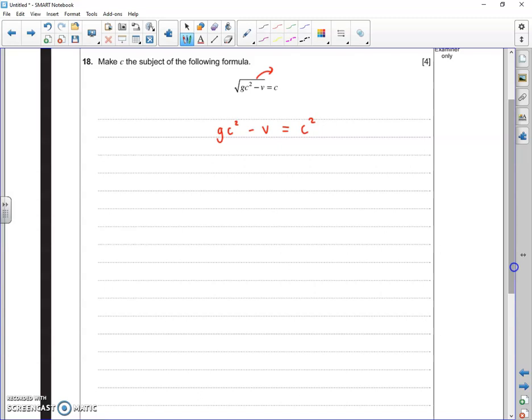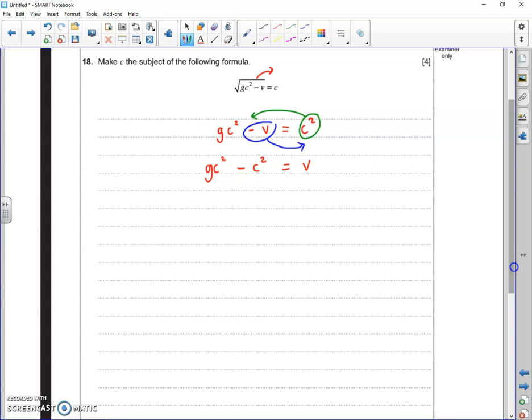Now we need to get everything with C in on one side and everything that doesn't have a C in on the other side. So I'm going to bring that C squared over to the left to be with the GC squared. And I'll take this minus V over to the right because that doesn't have C in it. That's going to give me GC squared minus C squared equals V. Now we've got to get from having C appearing in two different terms to just C appearing once on its own, or C squared in this case.